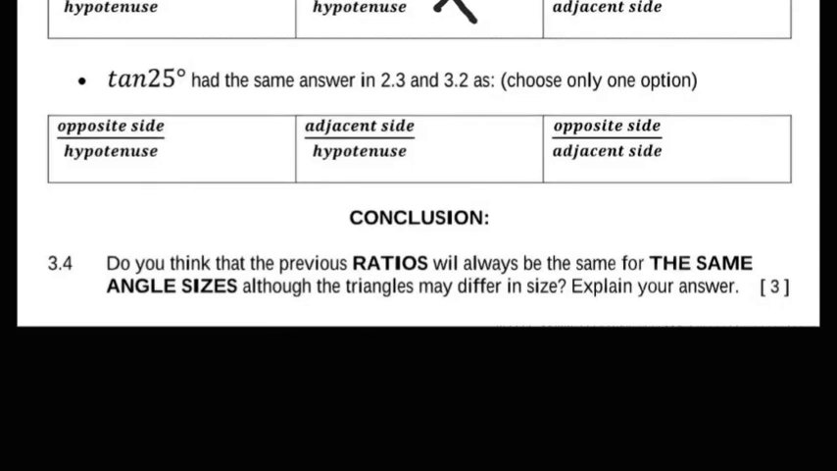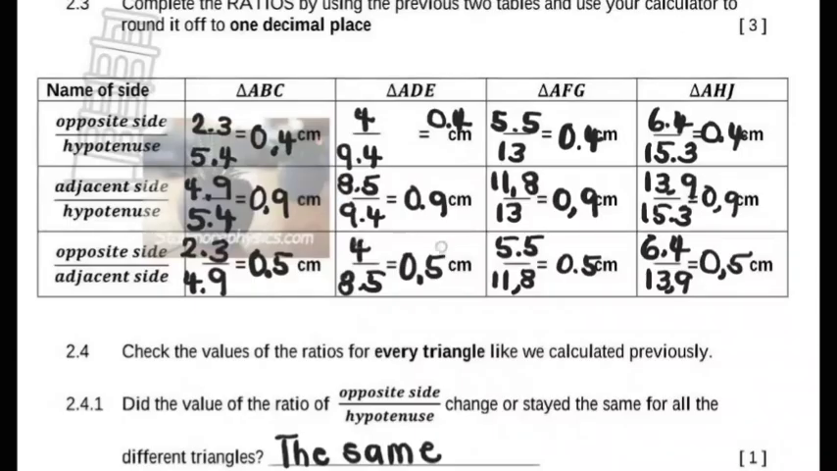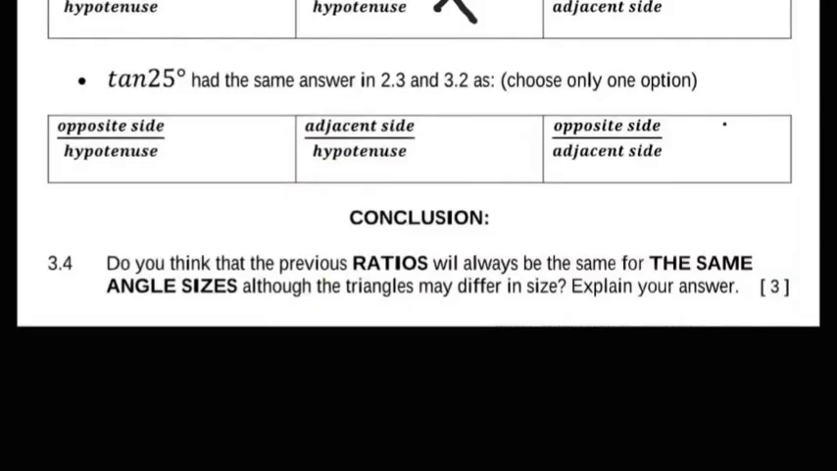Now tan 25 had the same answer as... Let's go back to those questions. Tan 25 here corresponded to 0.5, and in table 2.3 it matched up with opposite over adjacent. So here we're going to put an X next to opposite over adjacent.